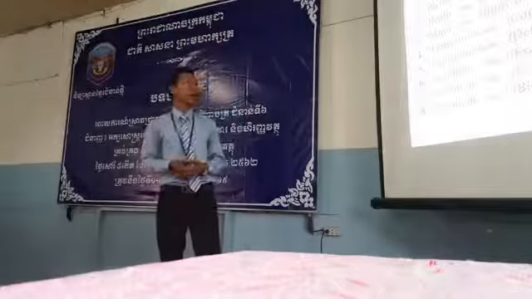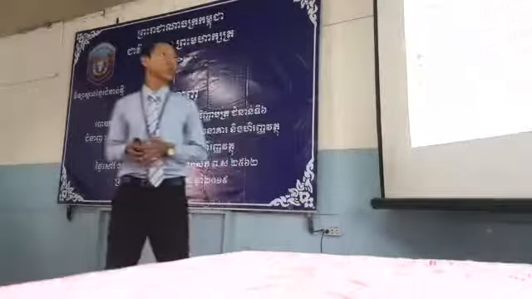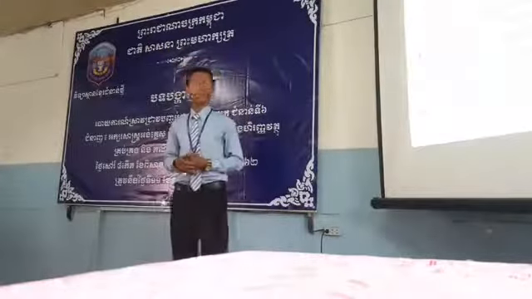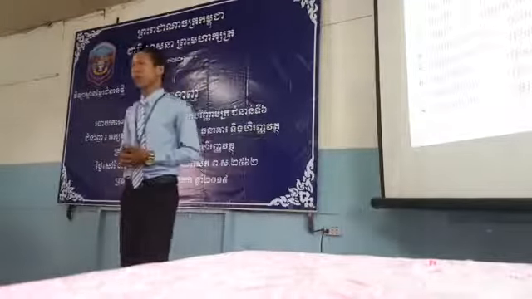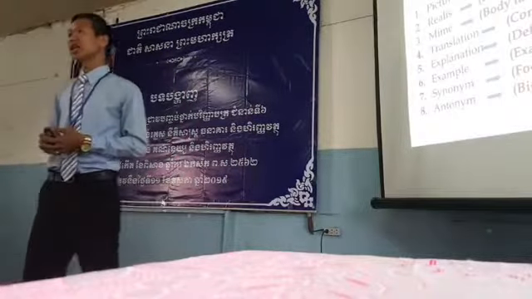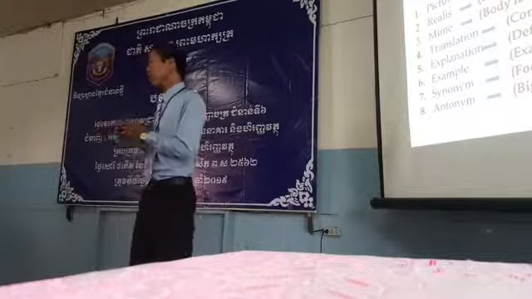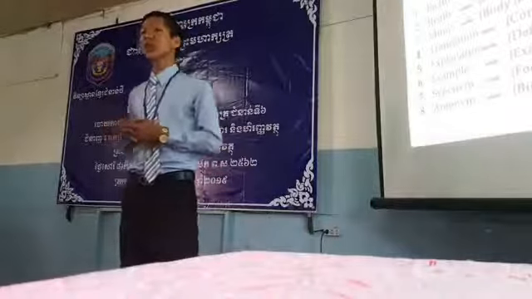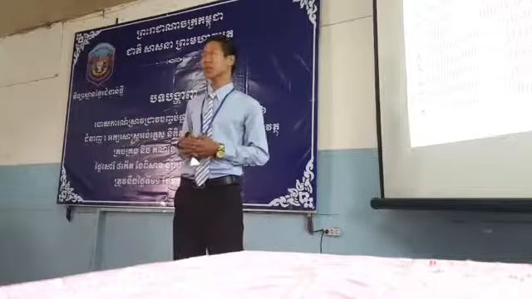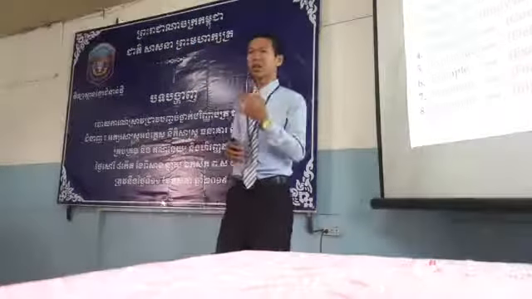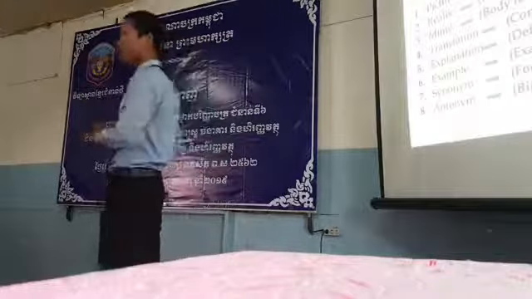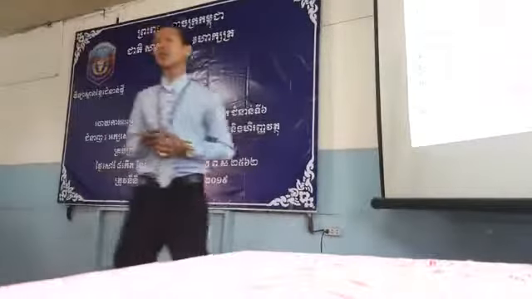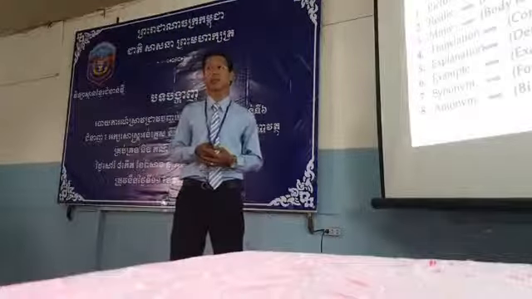Now let's go to the next slide. Techniques to elicit vocabulary. There are 8 points in here. The first point is picture. Picture in here means that the teacher can use a picture to show the students something related to the vocab that the teacher teaches. For example, the teacher can take a picture to stick on the whiteboard or show to the students the meaning of the vocab.